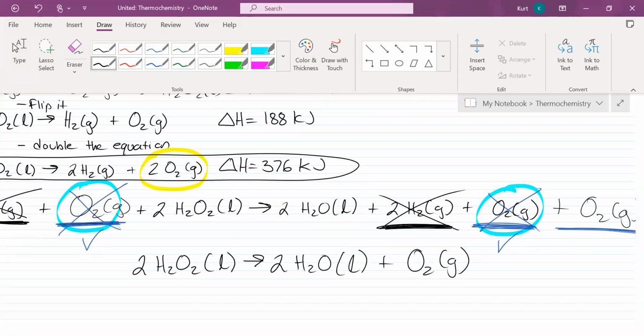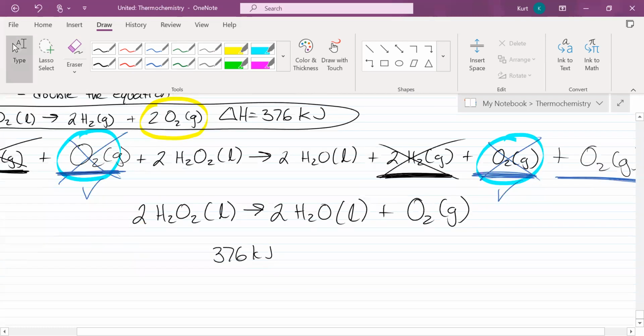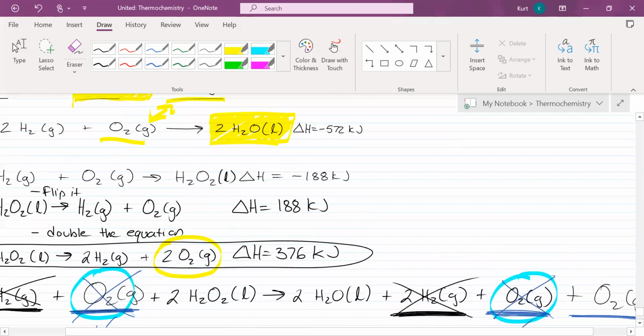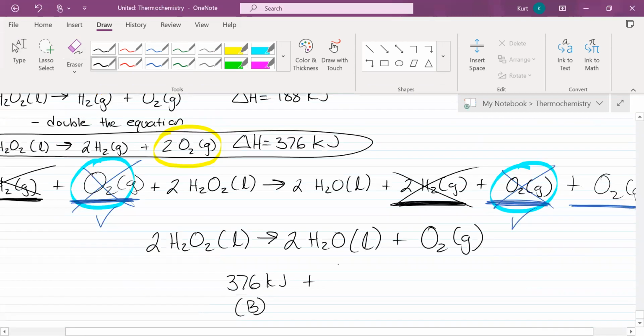We need to combine the enthalpies. Very good. So we need to combine 376 kilojoules from equation B. Remember, that's after we flipped it and we doubled it. And negative 572. That's from equation A. So if you guys can solve that.